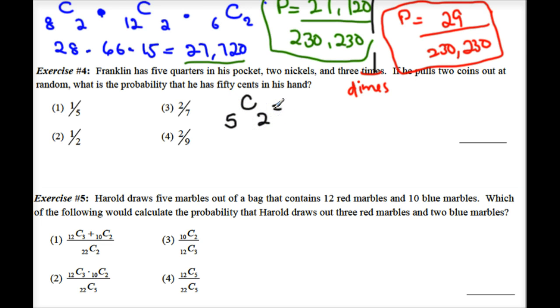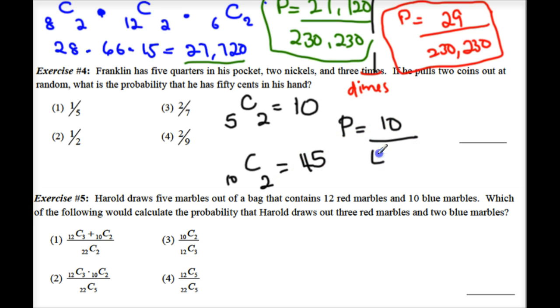The number of different ways that I can pull 2 quarters is 10 ways. Now what's the total possibility? There are 10 coins in his pocket, and I want to choose 2, so this will be 45. So the probability of the possible outcome, which is 10 ways, over the total possibility, is 10 over 45, which can also be simplified to 2 over 9, which is choice 4.